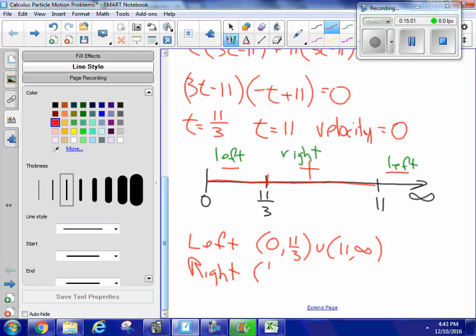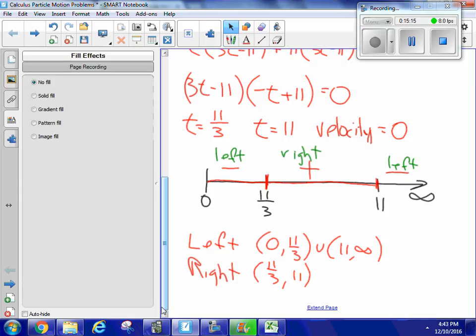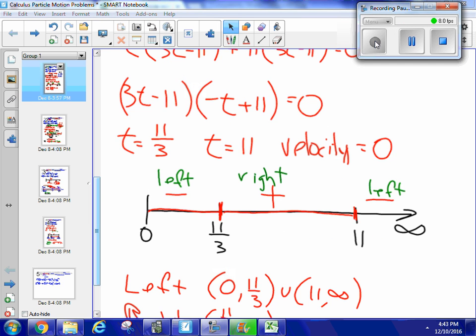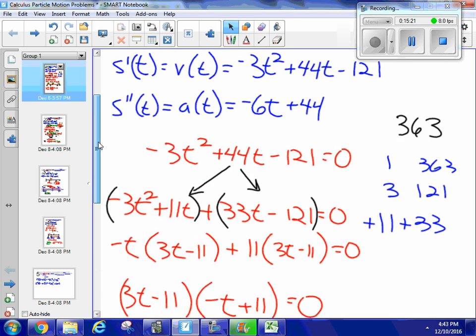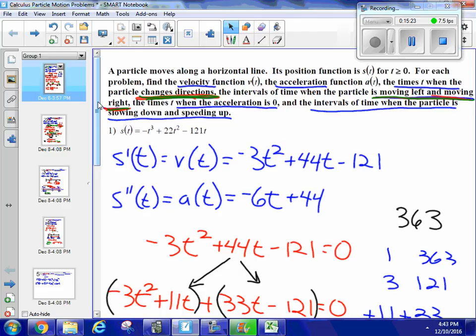Now I'm putting it as parentheses because I think when I'm actually right there where my velocity is 0, I'm going neither left nor right. I'm changing direction, so I'm neither going left nor right. That's why I use parentheses instead of brackets. Well, so now I want to find when is the particle slowing down and when is the particle speeding up. And in order to do that, I need to find out when is the acceleration equal to 0.